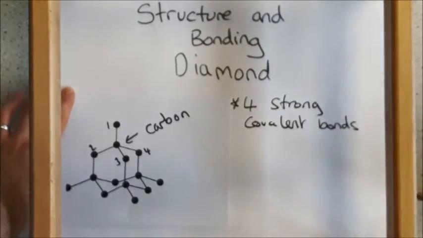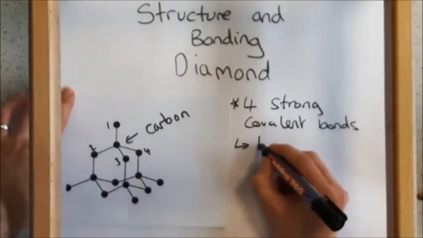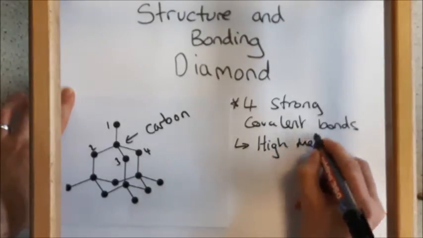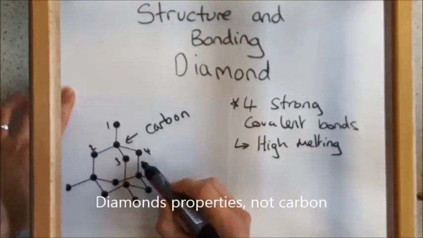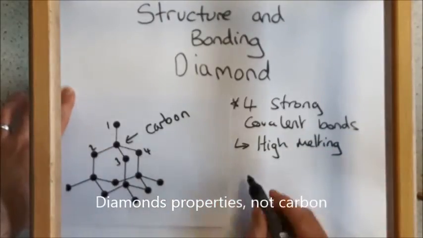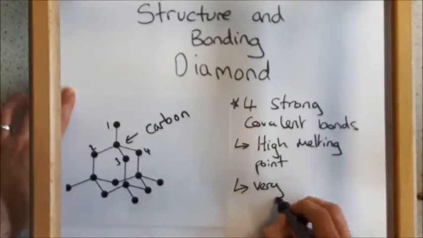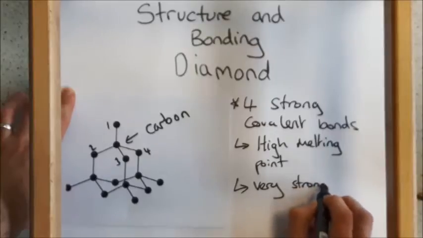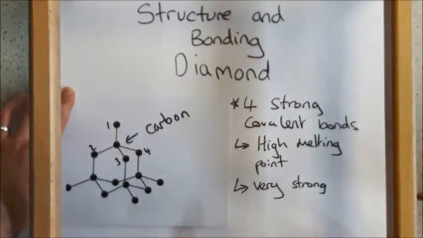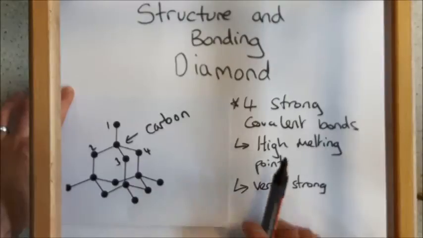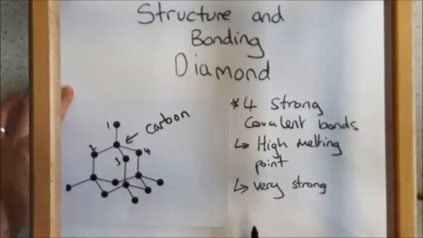Now this gives rise to some of carbon's properties. So it means it has a very high melting point because it takes a lot of energy to break all of these bonds to get it to melt. It also means that it is very strong or hard because, once again, in order to break off one of these atoms, it takes a huge amount of energy because you've got to break 4 other bonds in order to get some of these bits to chip off. So it's what makes diamond so hard, and what makes diamond have such a high melting point. So that's its structure linking to some of its properties.